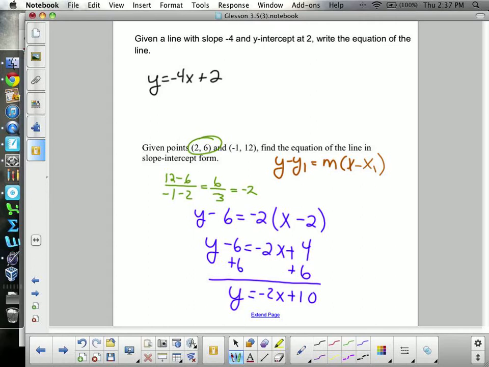Can you use slope-intercept instead to do this? Y equals mx plus b? Yes, but that's not the method I'm going for. It takes longer, and I think it's harder. I think this is much easier.